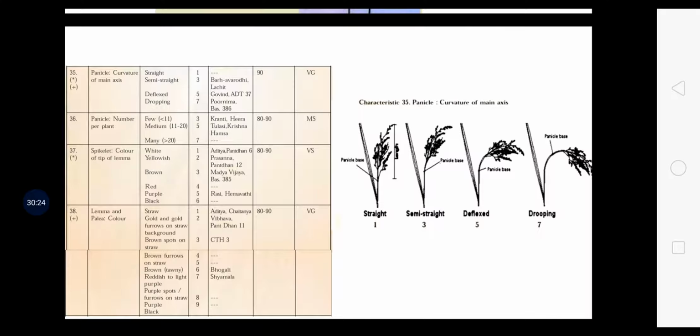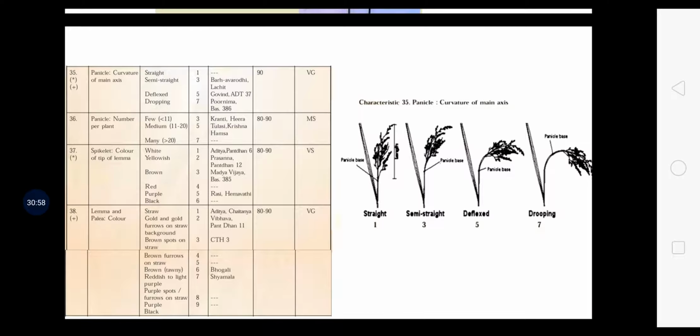37th characteristic is spikelet color of the tip of lemma. The color may be white, yellowish, brown, red, purple and black, scored as white 1, yellowish 2, brown 3, red 4, purple 5 and black 6. Example for white type is Aditya and Pantadhan 6. Yellowish type is Prasanna, Pantadhan 12. Brown is Mandya Vijay and Basmati 385. Then purple kind is Rasi and Hemavati.